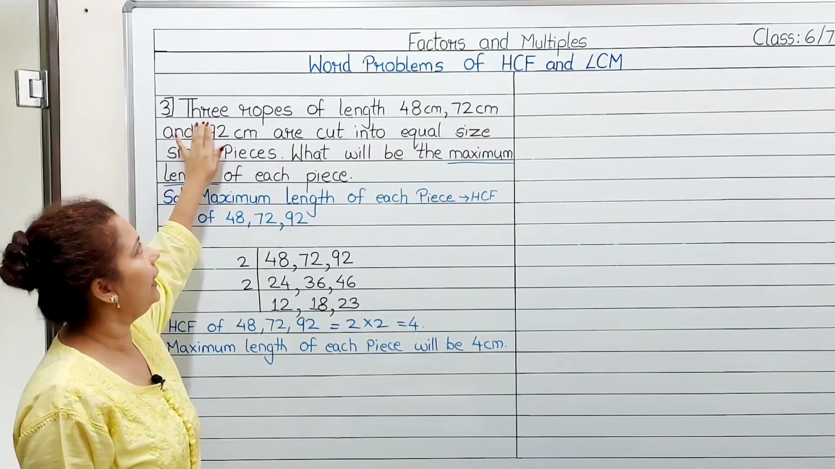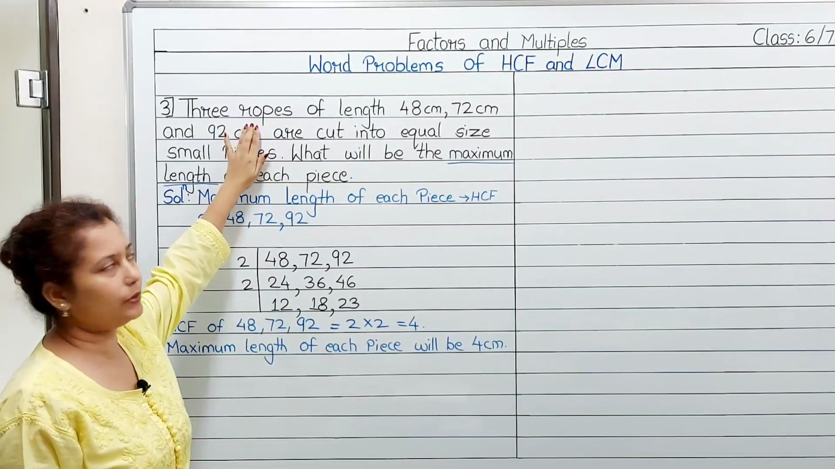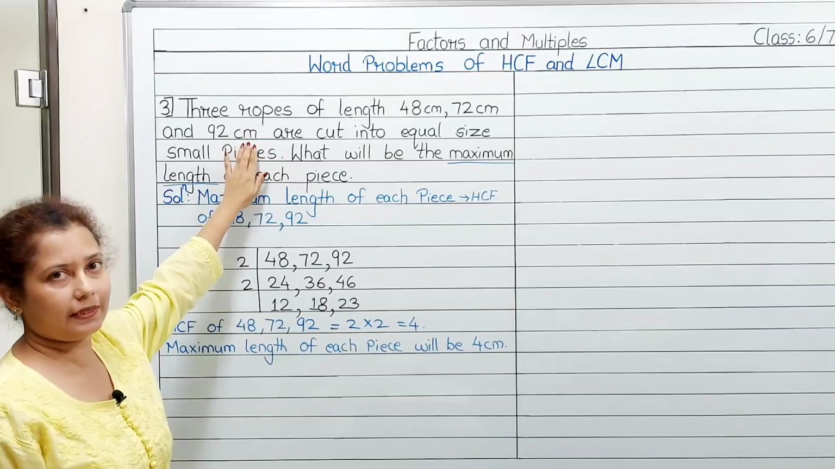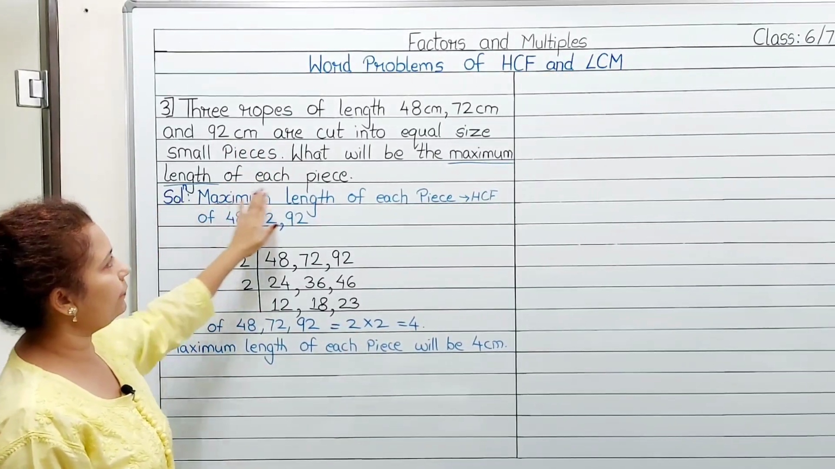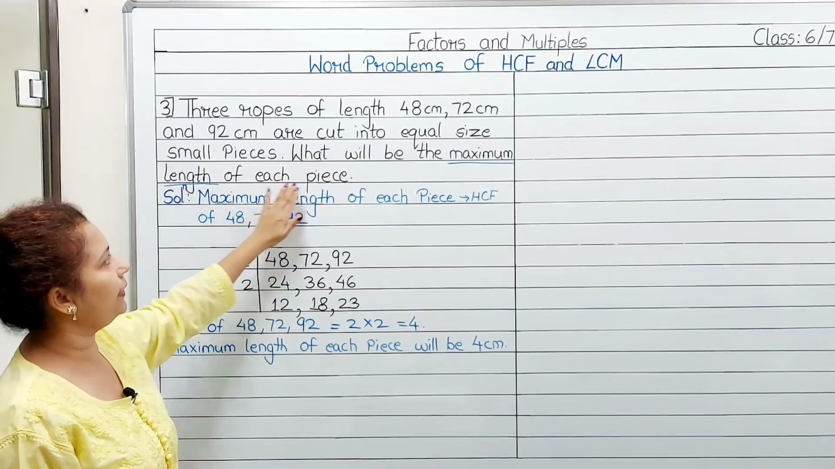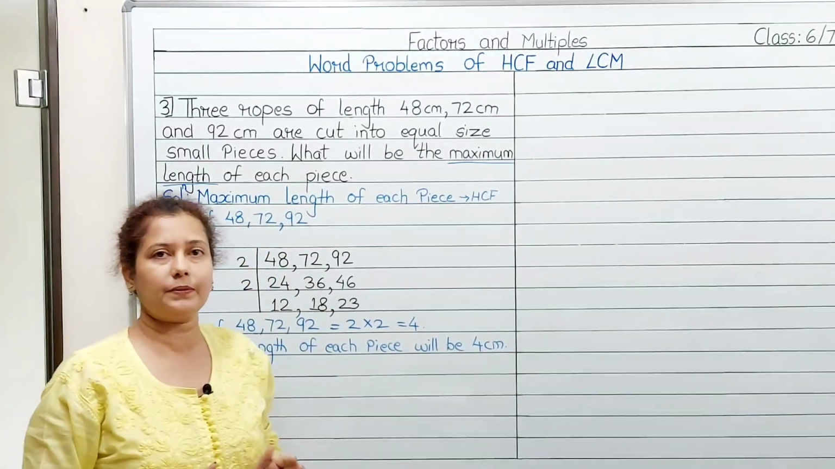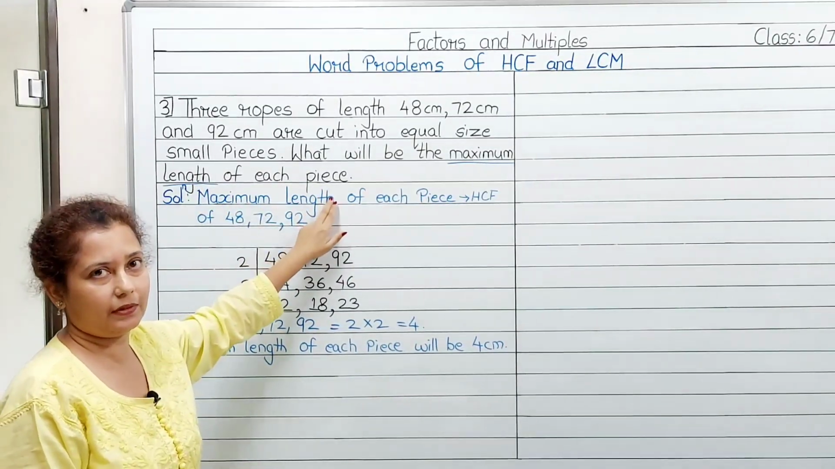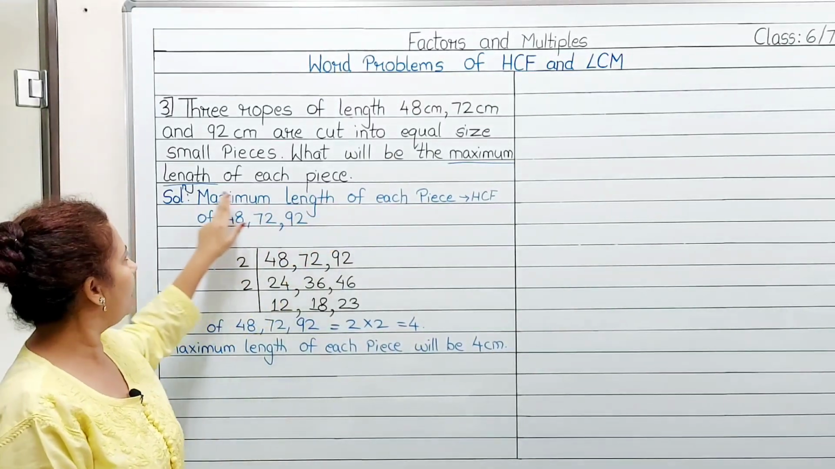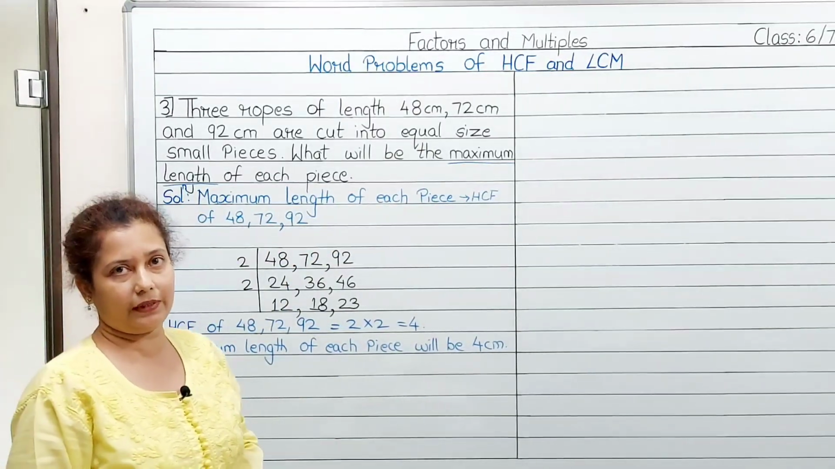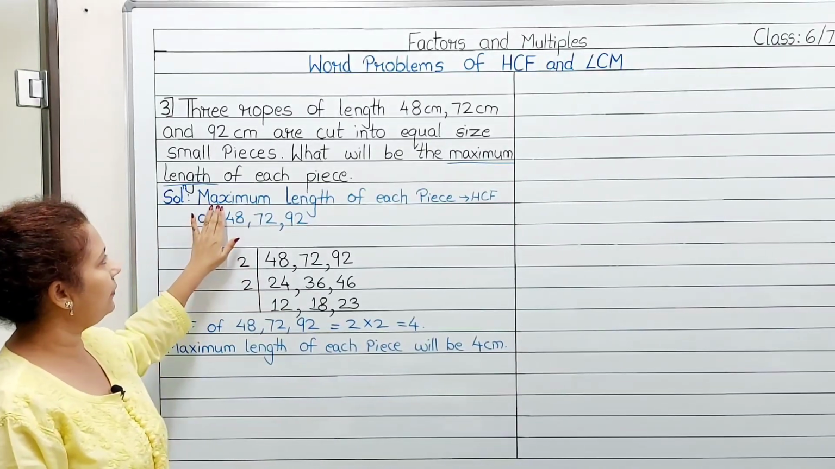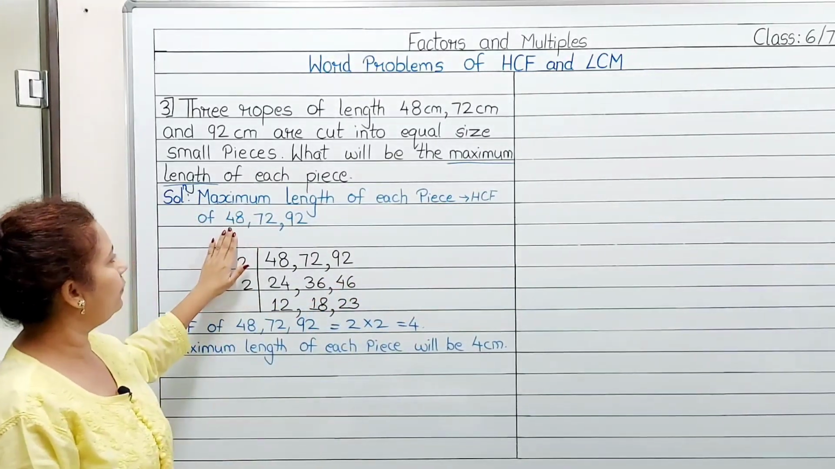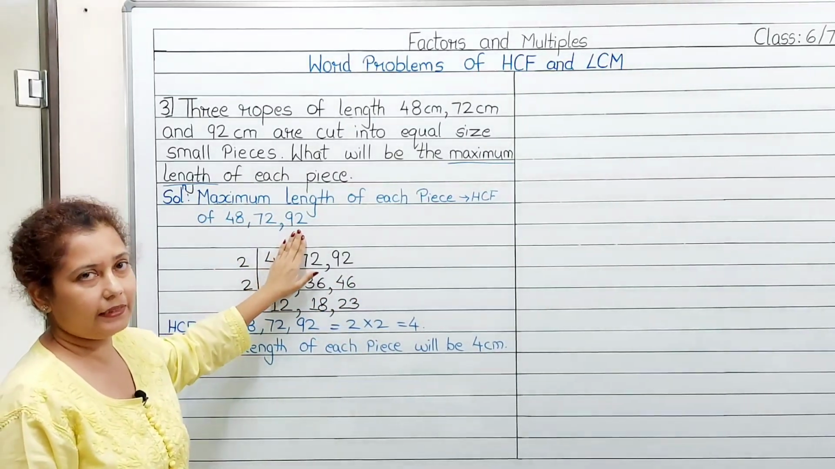Now in third sum, the lengths of 3 ropes are given to us: 48 centimeters, 72 centimeters and 92 centimeters. We are asked to find the maximum length of each piece. These 3 ropes are cut into small pieces. Maximum length is the keyword, so again we will find the HCF of these 3 numbers. The first thing we will write: maximum length of each piece will be HCF of 48, 72 and 92.